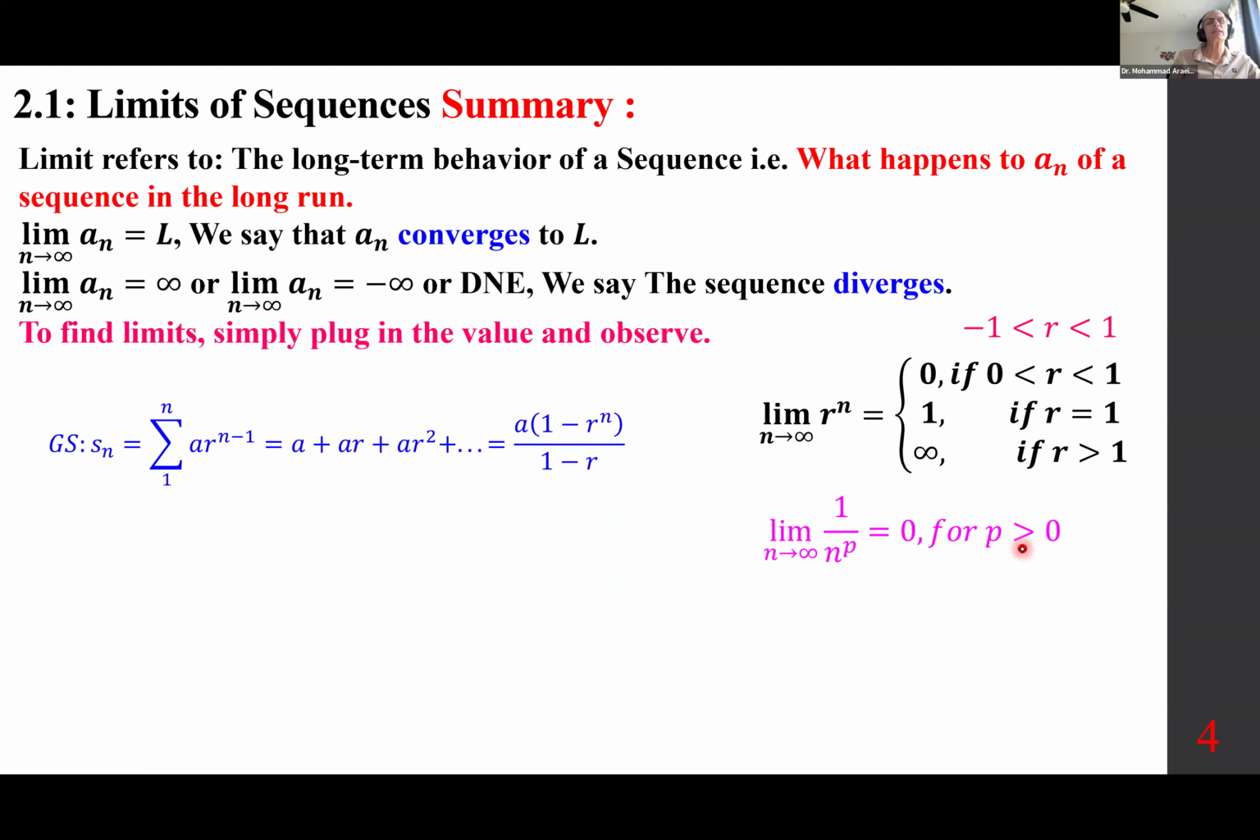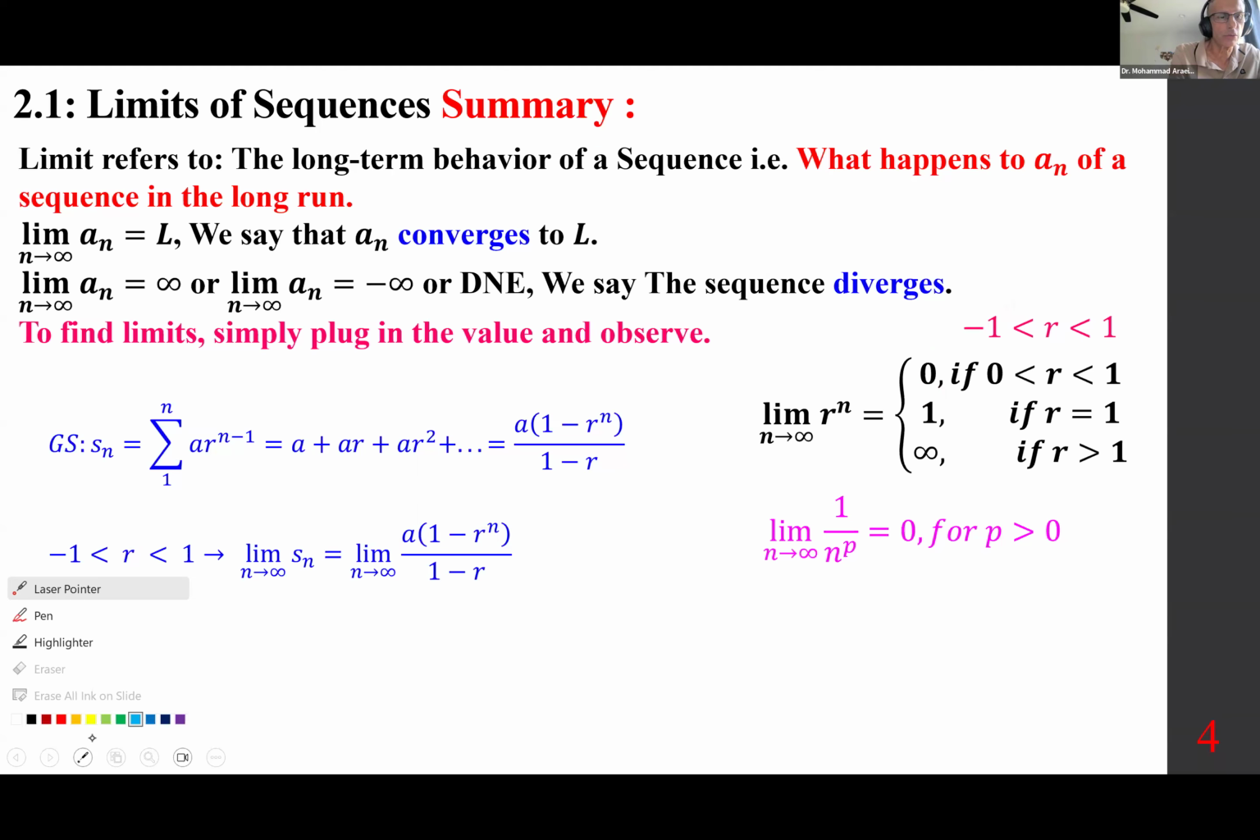When you add the terms of a geometric sequence, we call it the geometric series. The sum will be a times 1 minus r to the power of n over 1 minus r. By the way, the first term, we're going to call it just a in this format. When r is between negative 1 and 1, if you take the limit of s sub n as n goes to infinity, it's the limit of this expression as n goes to infinity. And remember, r to the power of n goes to 0 if r is between negative 1 and 1. So this goes to 0.